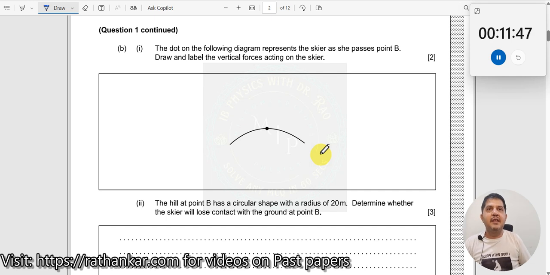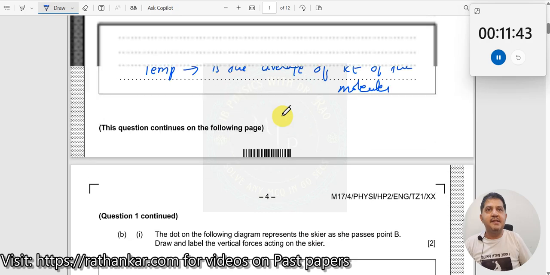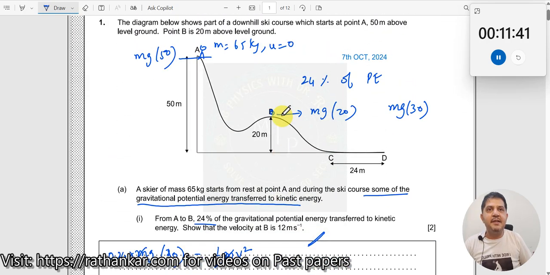The dot on the following diagram represents the skier as she passes point B. Where is point B here? Point B is here.